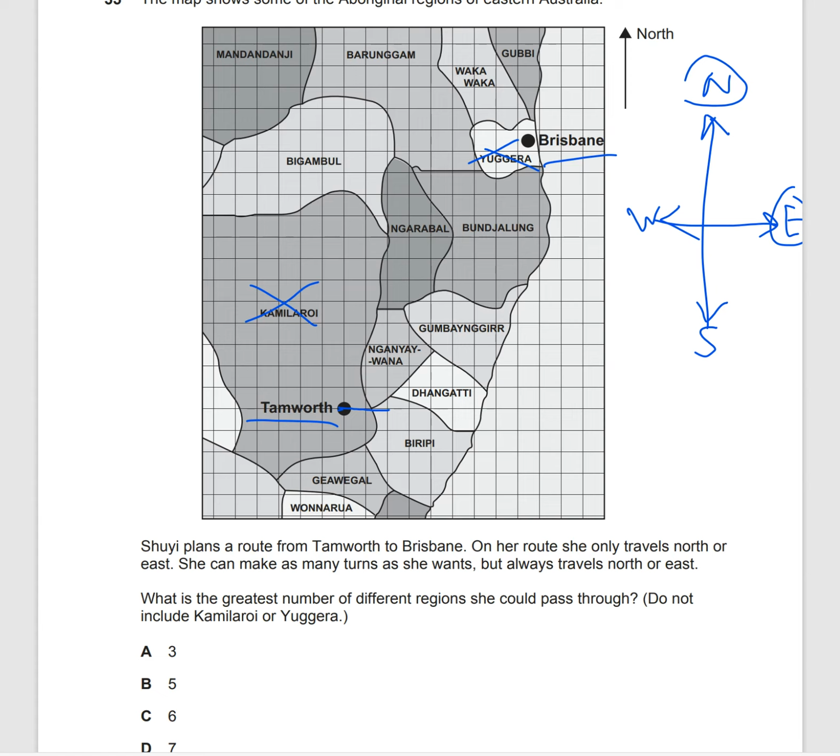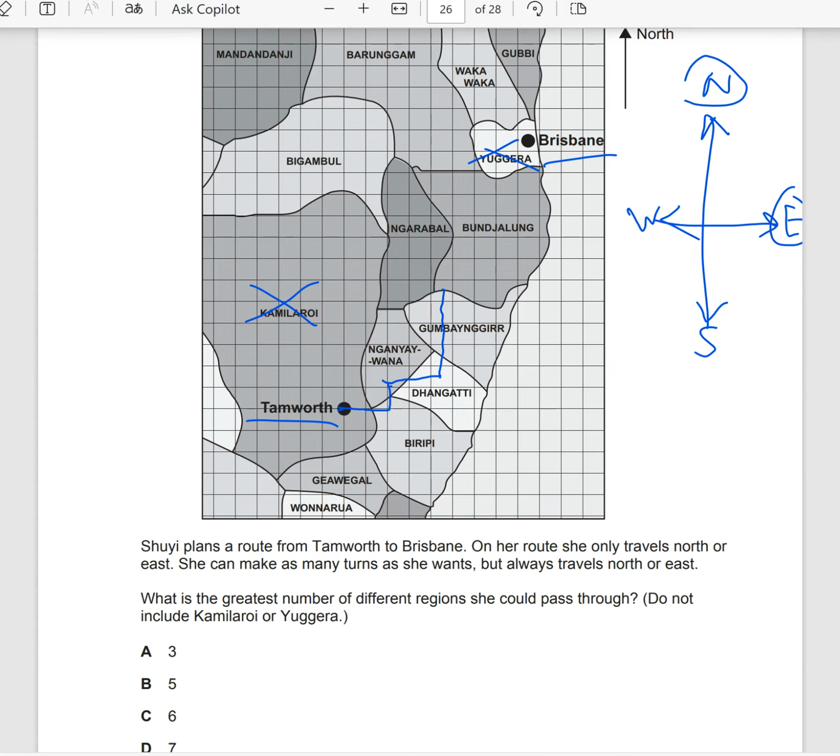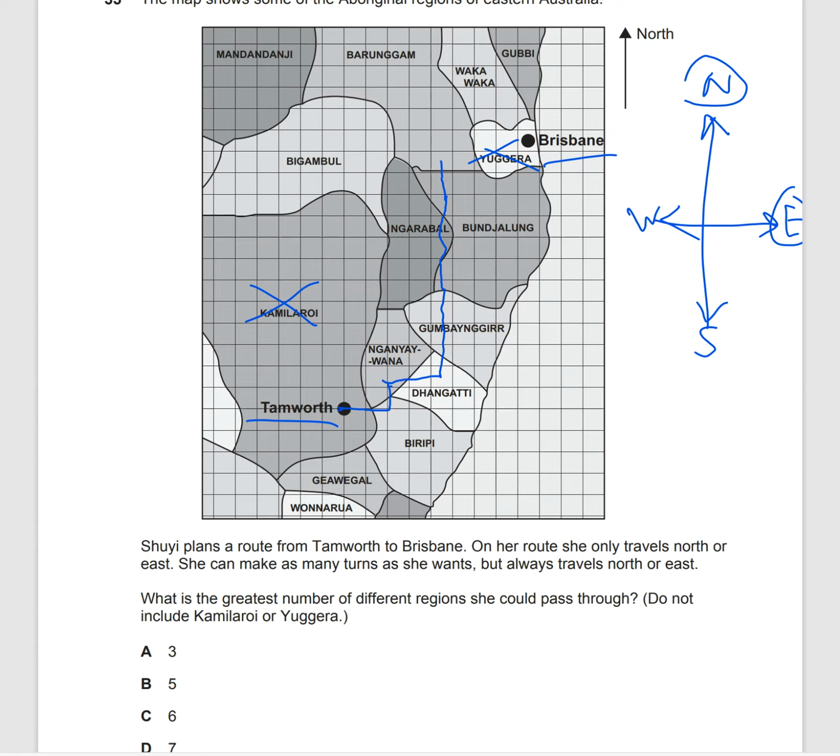So I'm going to go east first, and then go into this bit here, north, and then go a little bit east to this point here, okay? And then we'll go up. And you can see here, let's go straight. If we go up enough, we'll pass by Bundajalong, and then we'll enter into Nagaraba, okay? And then actually we can go pass into this area here, and then we must make a sharp right turn to end up in Brisbane.